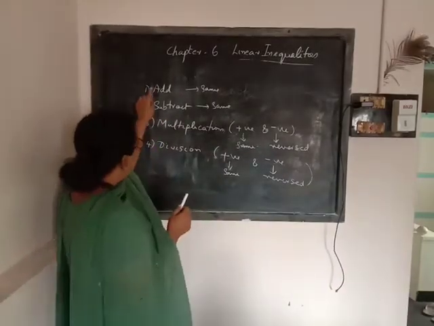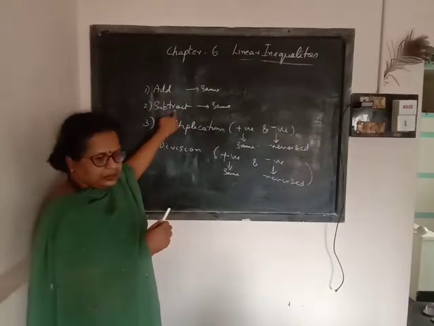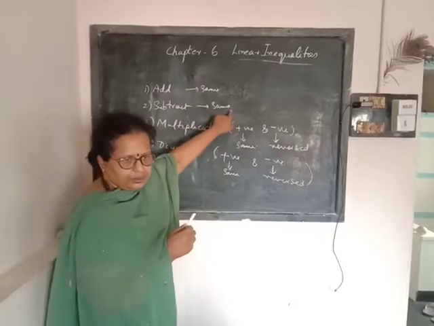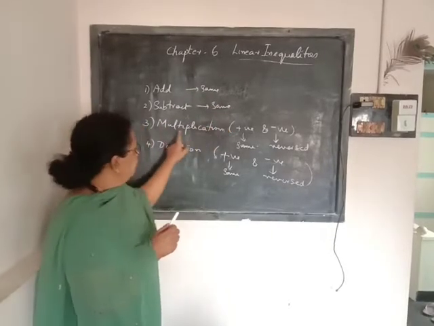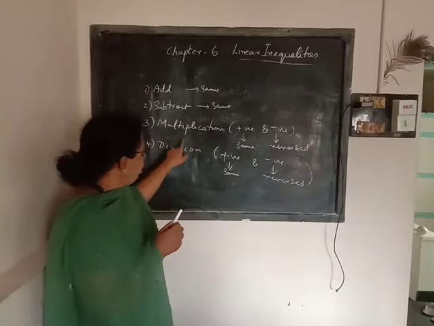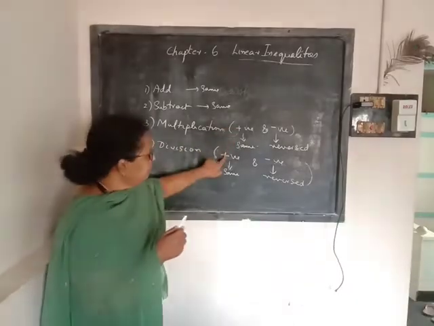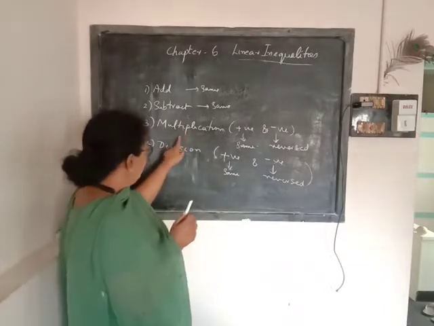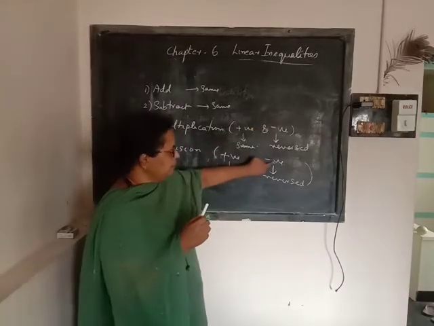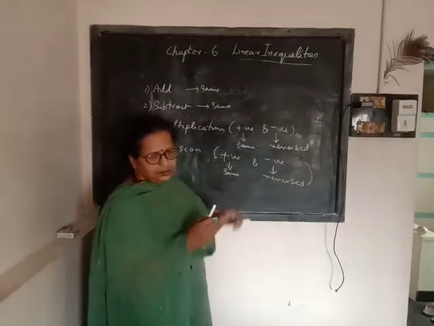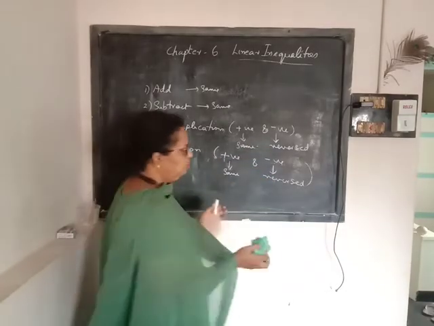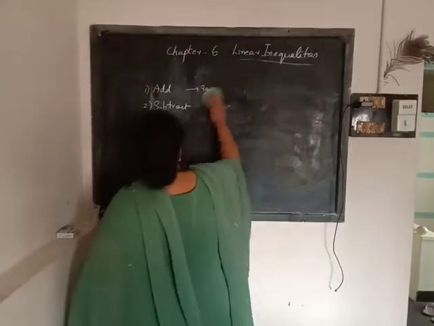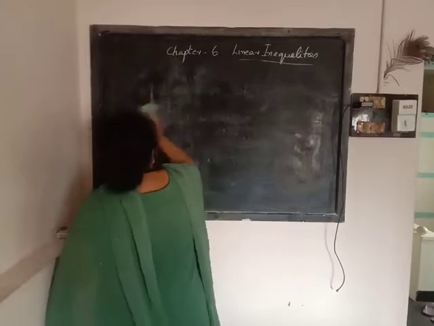So what are the rules? When we add or subtract a positive or negative number, the inequality remains the same. When we multiply or divide by a positive number, the inequality remains the same. When we multiply or divide by a negative number, the inequality gets reversed. Let us do some problems. When we do these problems, you should remember these rules.